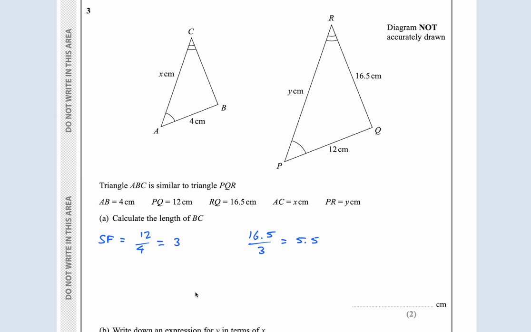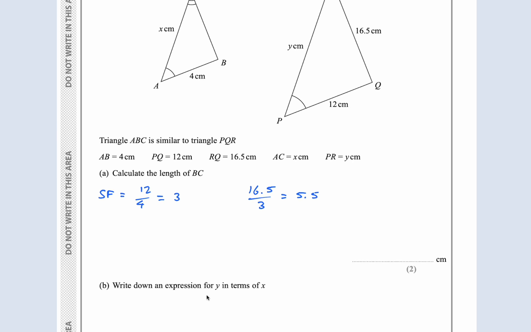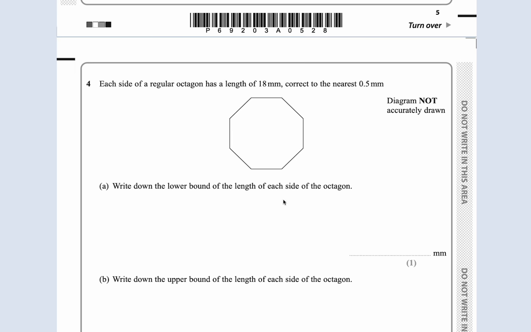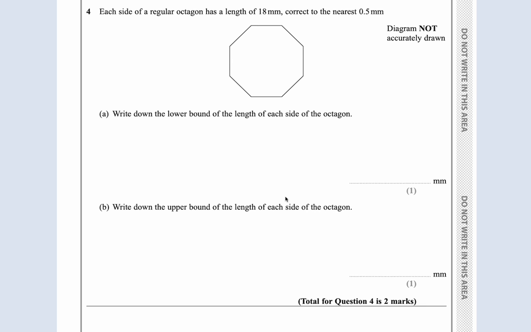Okay, then it says write down an expression for y in terms of x. This is easier than you think, although it looks kind of annoying. Remember, 12 is 3 times bigger than 4. It's the scale factor. 16.5 is 3 times bigger than 5.5. So y is 3 times bigger than x. So y is equal to 3x, and that's it. It's only worth 1 mark, but fine. Students sometimes get confused when they only give you some letters and no numbers.